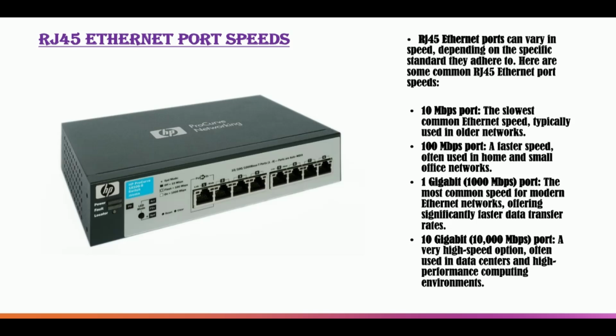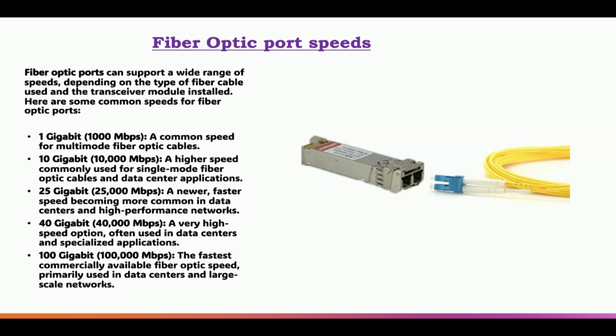Fiber optic port speeds. Fiber optic ports can support a wide range of speeds, depending on the type of fiber cable used and the transceiver module installed. Here are some common speeds for fiber optic ports. 1 gigabit, 1000 megabits per second, a common speed for multimode fiber optic cables. 10 gigabit, 10,000 megabits per second, a higher speed commonly used for single-mode fiber optic cables and data center applications.